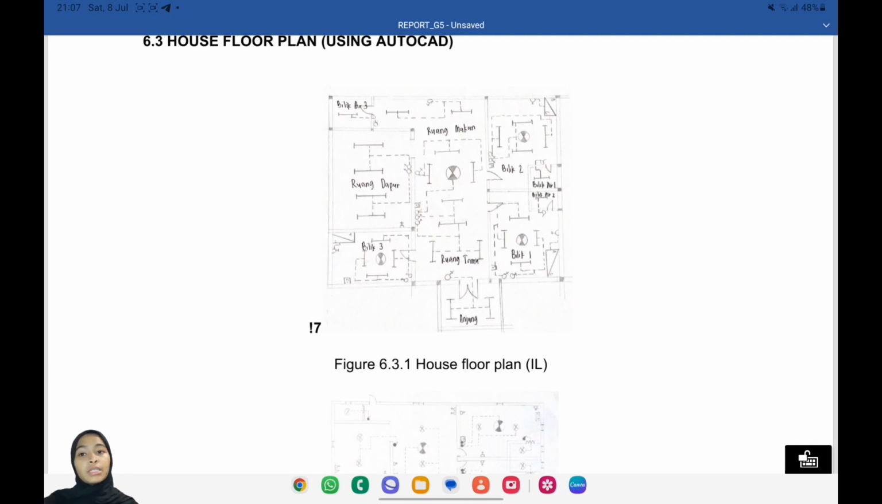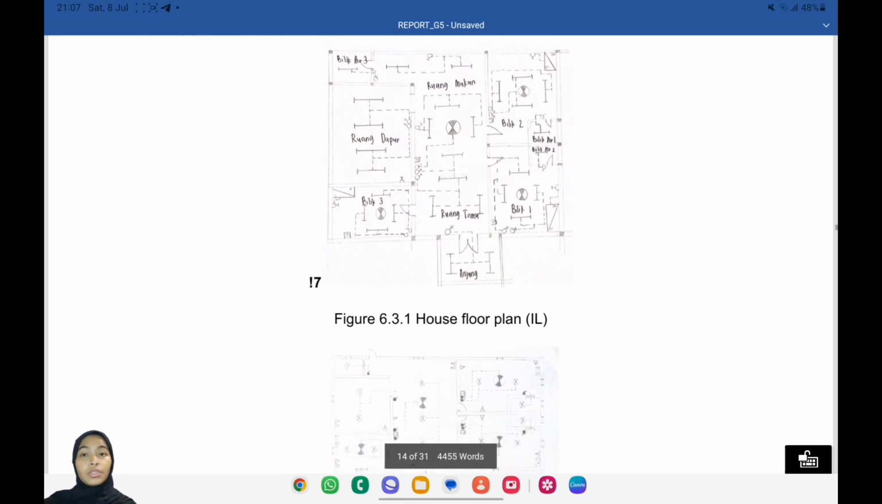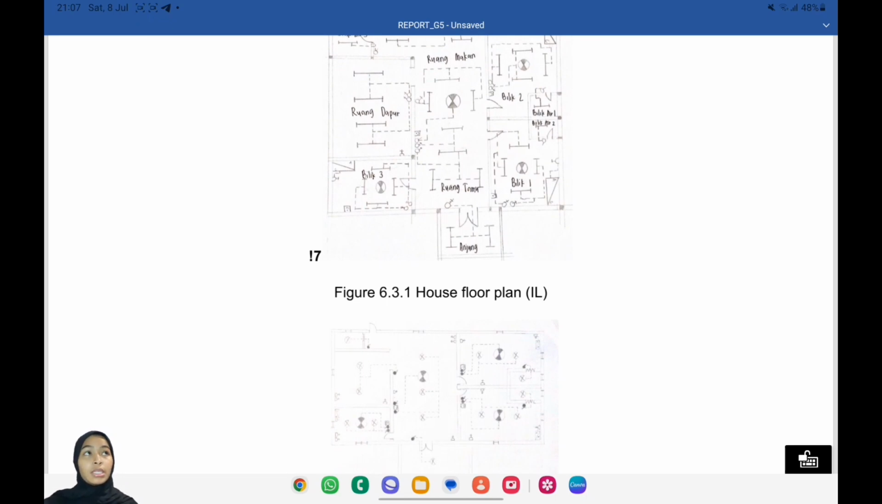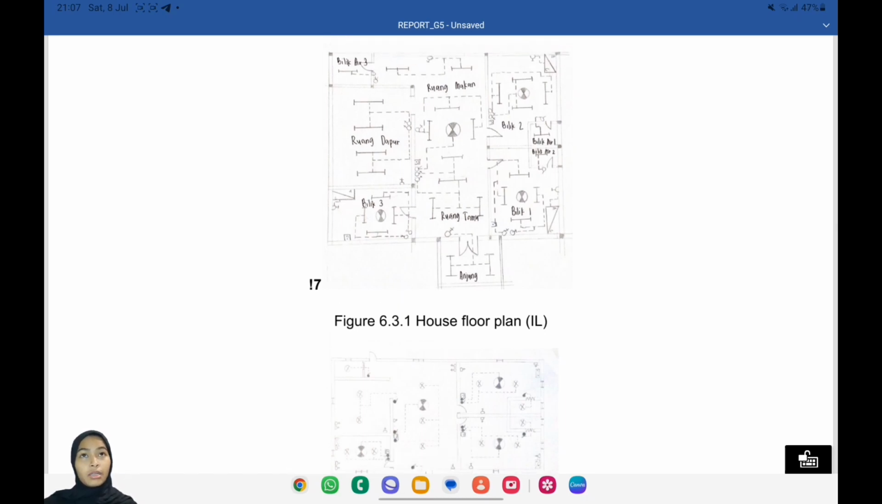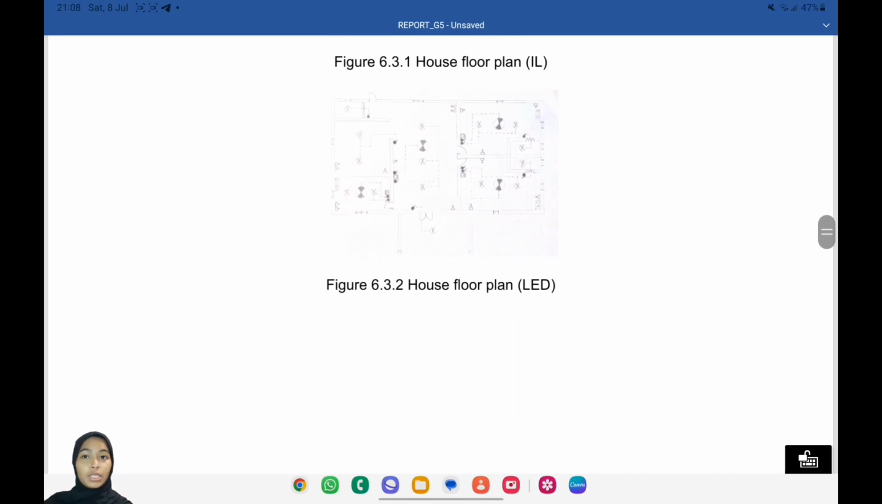For this figure 6.3.1, which is the house floor plan for IL, which stands for indication lamp, we use 30 indication lamps in this floor plan, which produce more lumen and more power in watts, which can increase our power consumption in the house. So for figure 6.3.2, which is the house floor plan for LED, we change IL to LED to decrease the power in watts, but the lumen of the LED is still the same as IL.